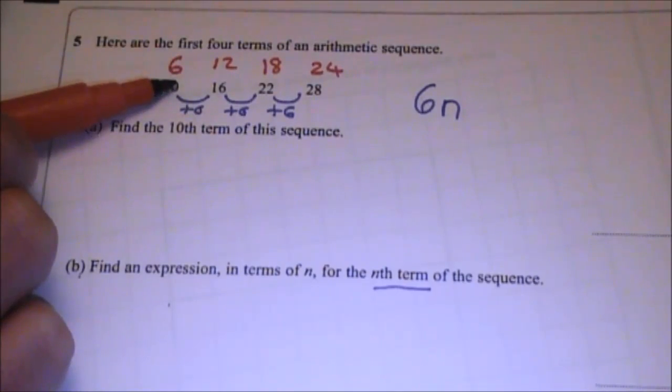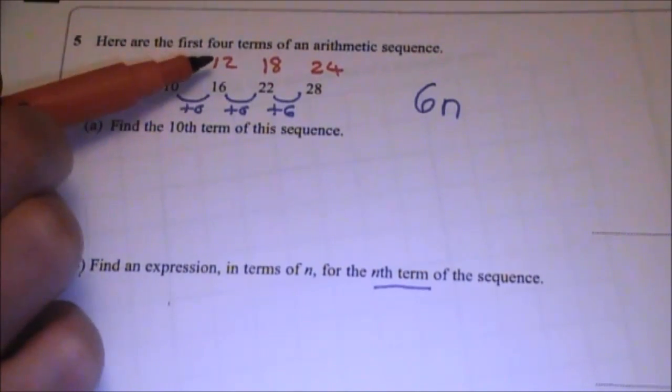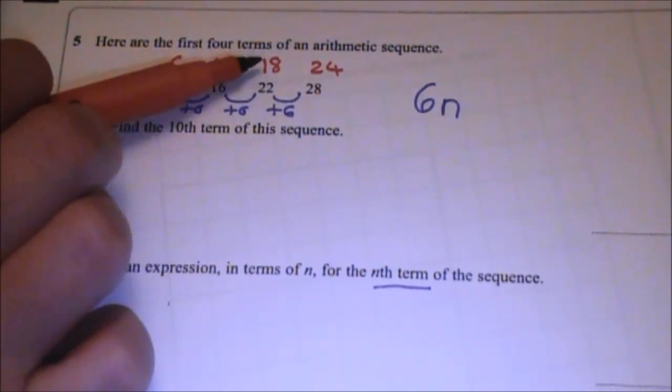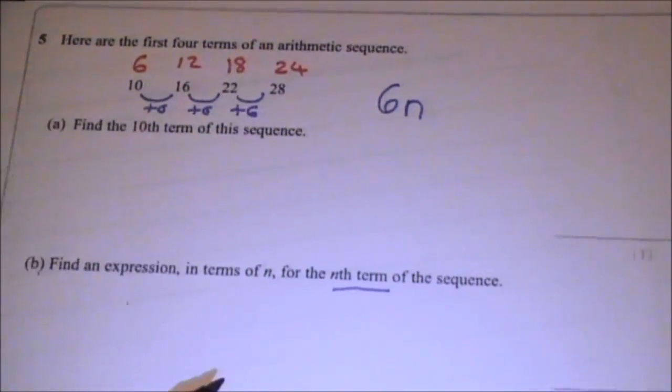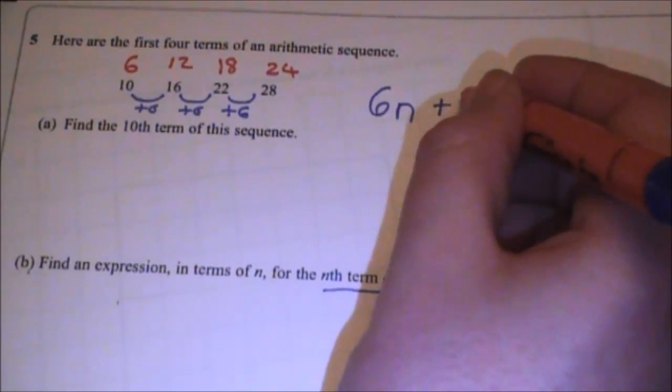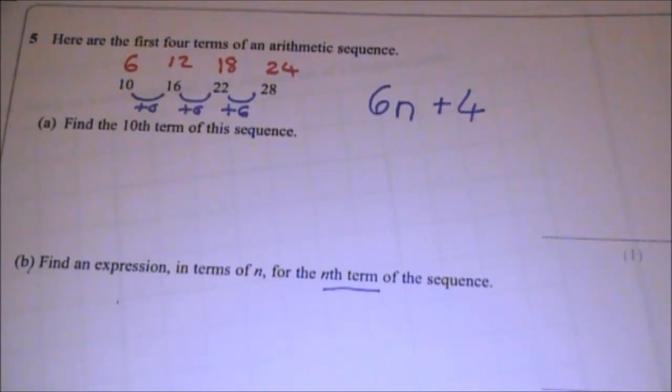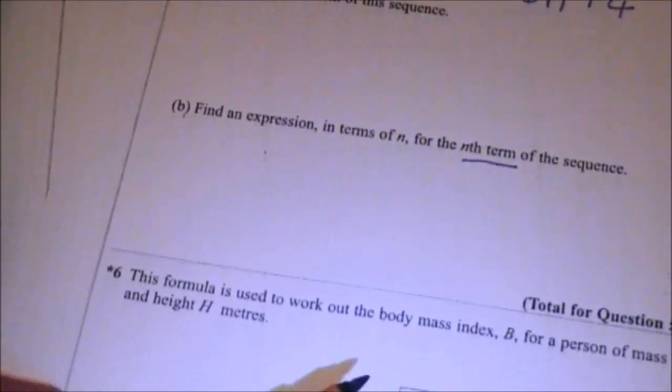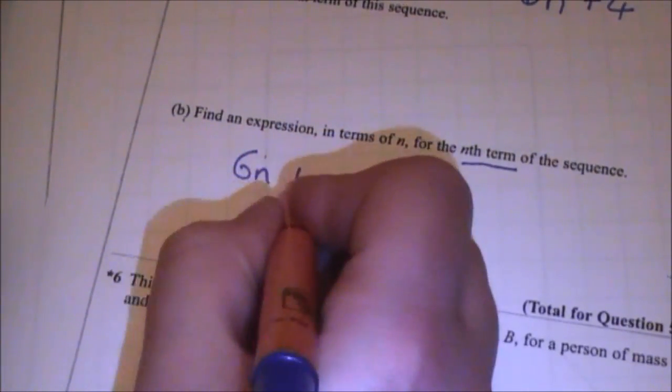Well, to get from 6 to 10, I add 4. To get from 12 to 16, I add 4. 18 to 22, add 4. That means my nth term is 6n plus 4. So I'm going to go ahead and write that in part B for now.